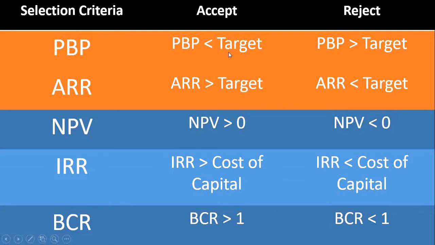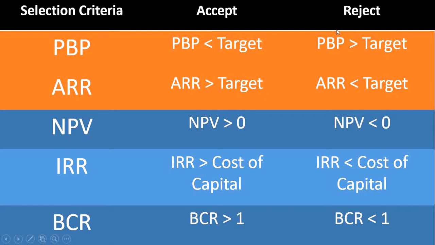When your payback period is less than your target period, you should accept the project. And in the opposite scenario, that means the payback period is greater than your target period, say you targeted a payback period of 10 years, but after calculation you get 12 or 11 years, then you should reject the project.